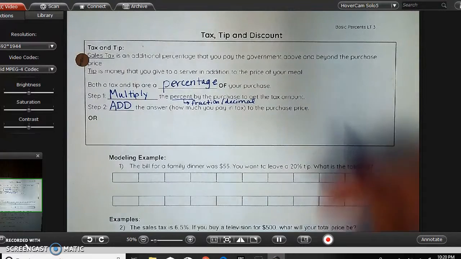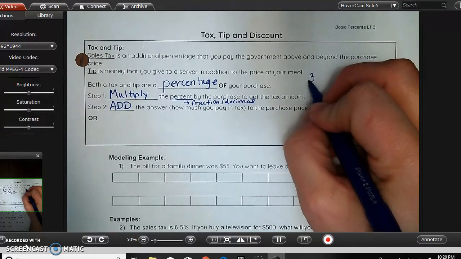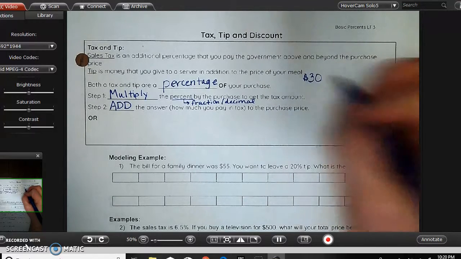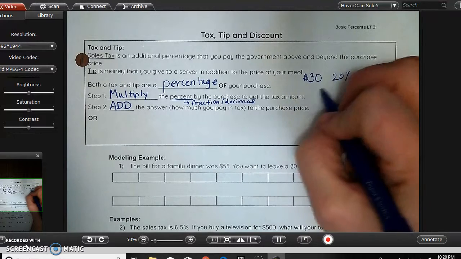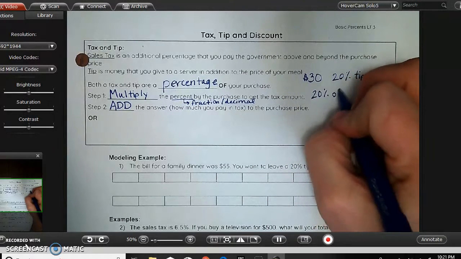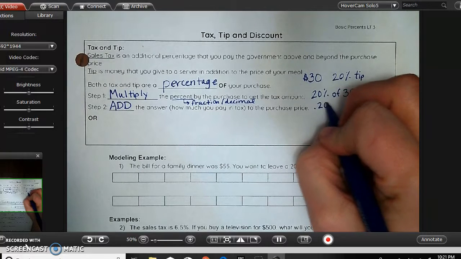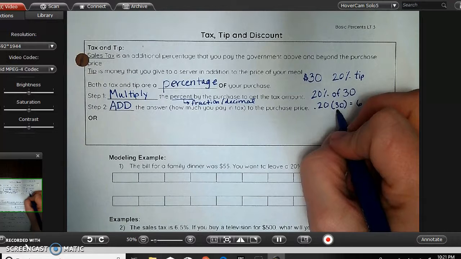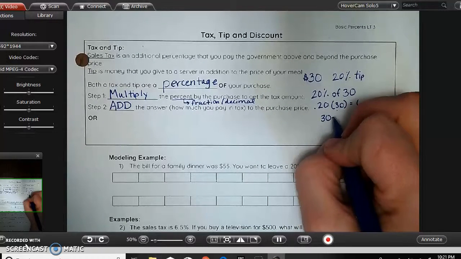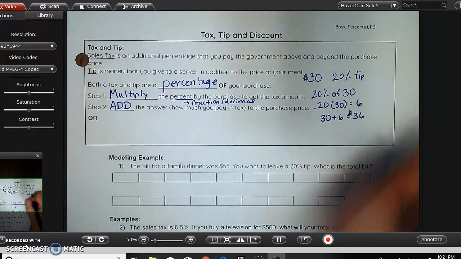So for instance, if I went to eat and my bill was $30 and I wanted to leave a 20% tip, I would find 20% of 30, which is 6, and then I would go, oh, I still have to pay that 30, and now I'm going to pay $6 more for the tip, so I have a total of $36.